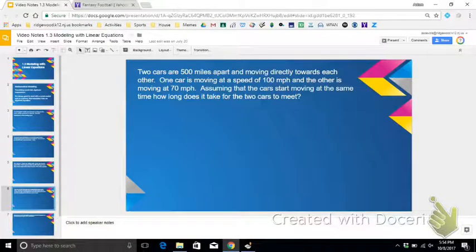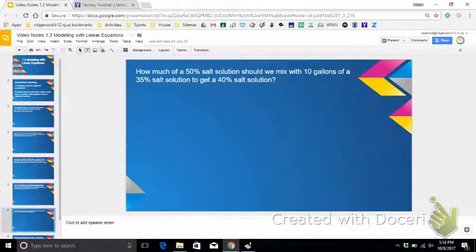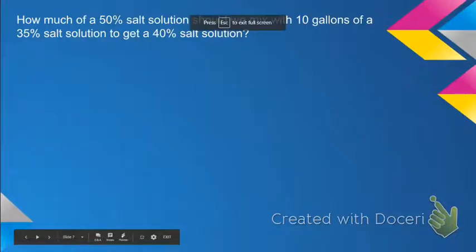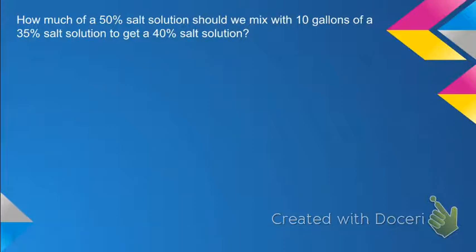Alright, let's do one more. This is a solution problem. So mixing different solutions of different concentrations. So this one says, how much of a 50% salt solution should we mix with 10 gallons of 35% solution to get 40% salt solution? So we're going to go from 35% solution to 40% solution, and we're going to make it more concentrated by adding 50% solution.